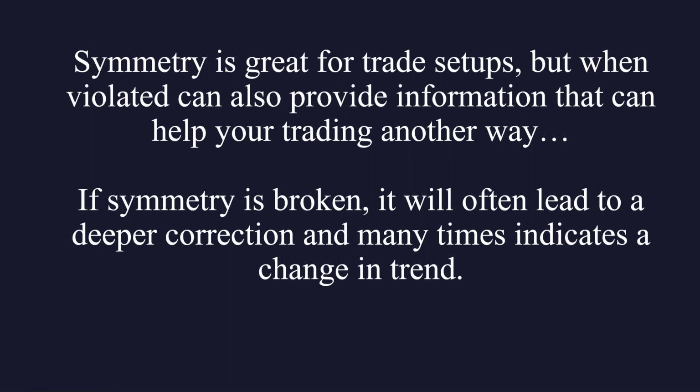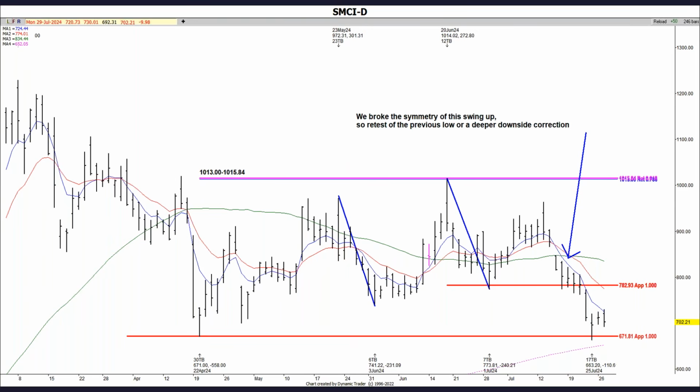Symmetry is great for trade setups, but when it is violated, it can also provide information that can help your trading another way. Because if symmetry is broken, it will also often lead to a deeper downside correction and many times indicate a change in trend. Okay, so it can say, hey, wait, we have a situation here. So here is an example of that.